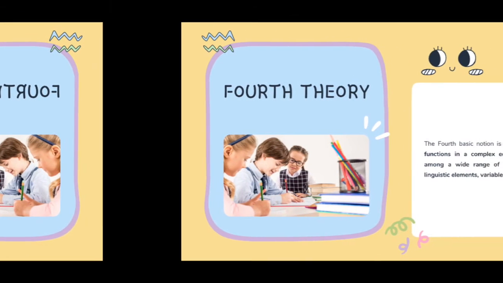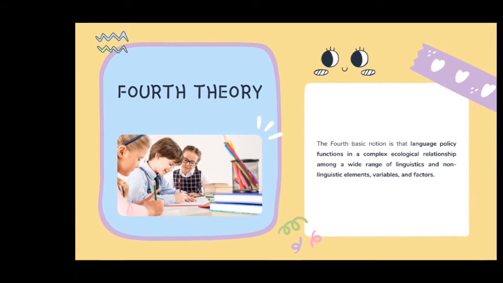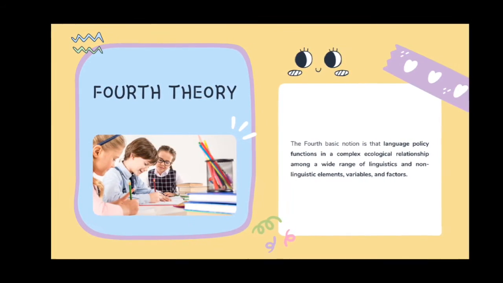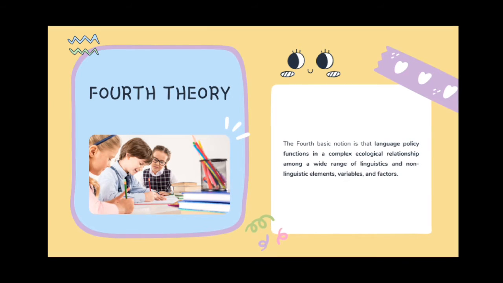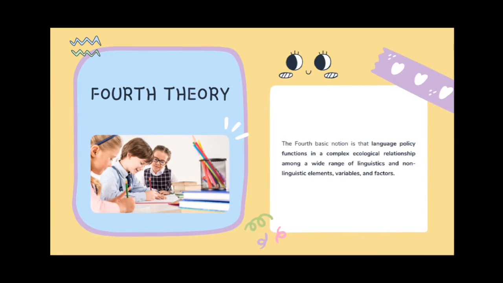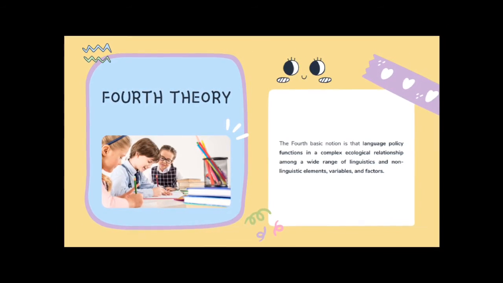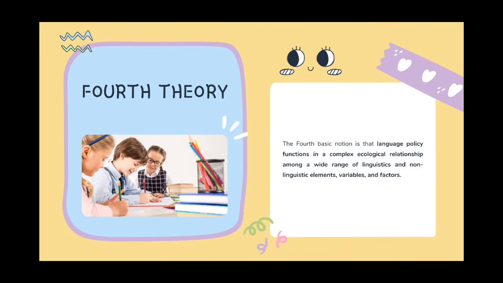So the fourth basic notion is that language policy functions in a complex ecological relationship among a wide range of linguistic and non-linguistic elements, variables, and factors. With this, the relationship may be causal, but that will often prove hard to establish. Even when we look at specific implemented language management decisions, we often find either no result, the failures of preachers to eradicate blasphemy or of teachers to enforce grammatical correctness, for instance, or unanticipated results, or the way that reversing language shift or language revival activities produces novel, undesired forms of language.